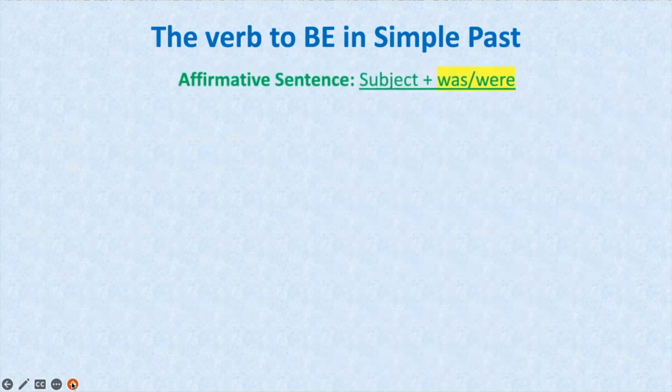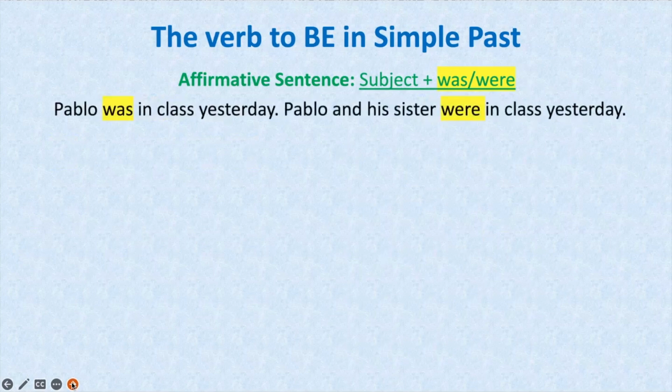Let's talk about the verb to be in simple past, which has a life of its own because it does not need any auxiliaries, and also it is an irregular verb, so it changes form. To make an affirmative sentence using the verb to be in simple past, you need to use the subject and the simple past form of the verb to be, which is different for singular and plural. For a singular subject it is was. For a plural subject it is were. For example, Pablo was in class yesterday. Pablo and his sister were in class yesterday.